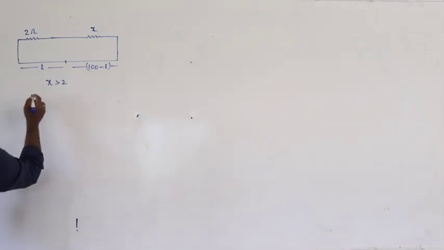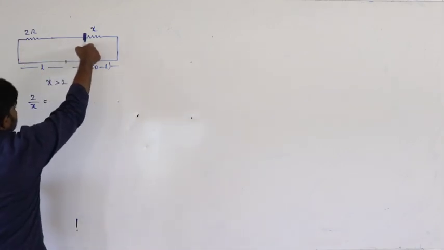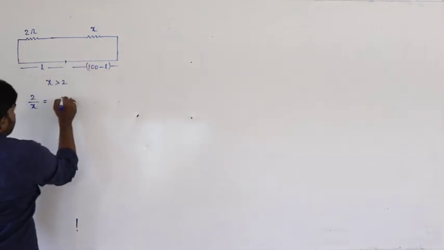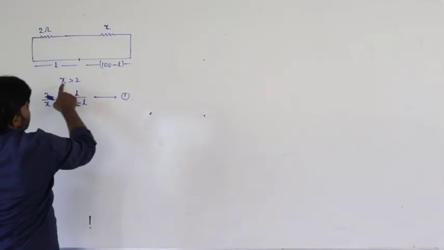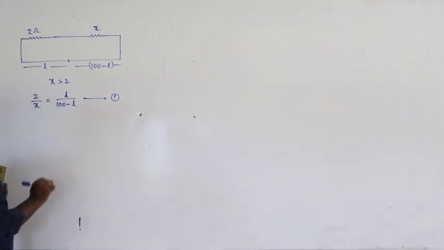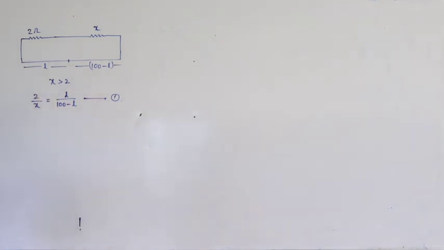So first, in this situation we can write resistance in the left gap divided by resistance in the right gap is equal to balancing length by the other length. So here this is 2 ohms and it is x ohms, x must be greater than 2, that is a given condition. So now 2 by x is equal to L by 100. Resistance in the left gap divided by resistance in the right gap is equal to balancing length by remaining length. That is the concept here.